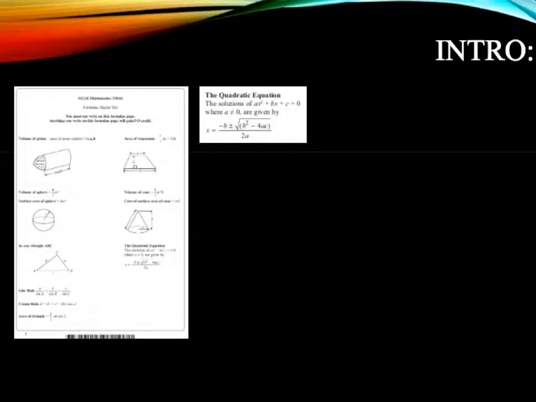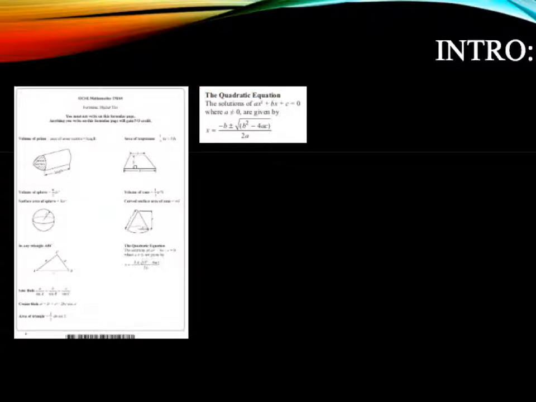So you'll notice on this left hand side here, I've actually put a picture of something that appears at the beginning of the A star to G GCSE papers. It's actually the formula sheet. And this part that we're talking about today, the quadratic formula, is actually on that formula sheet. I've made it a little bit bigger here so you can see.